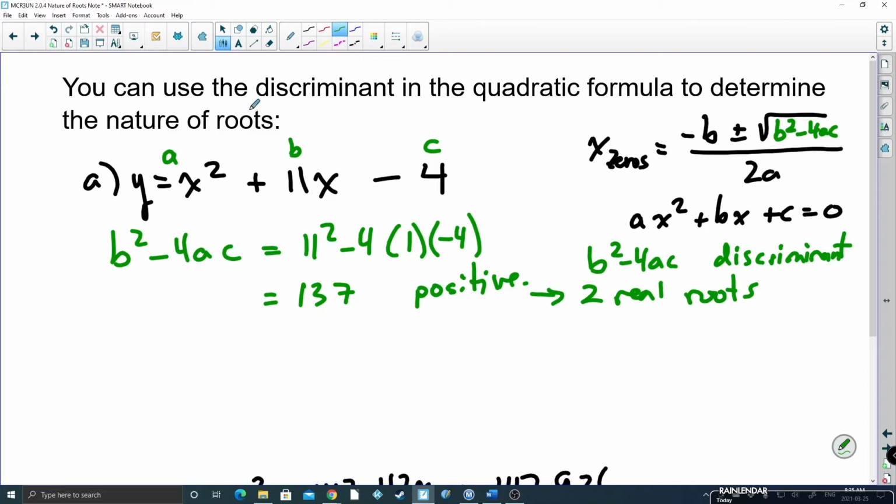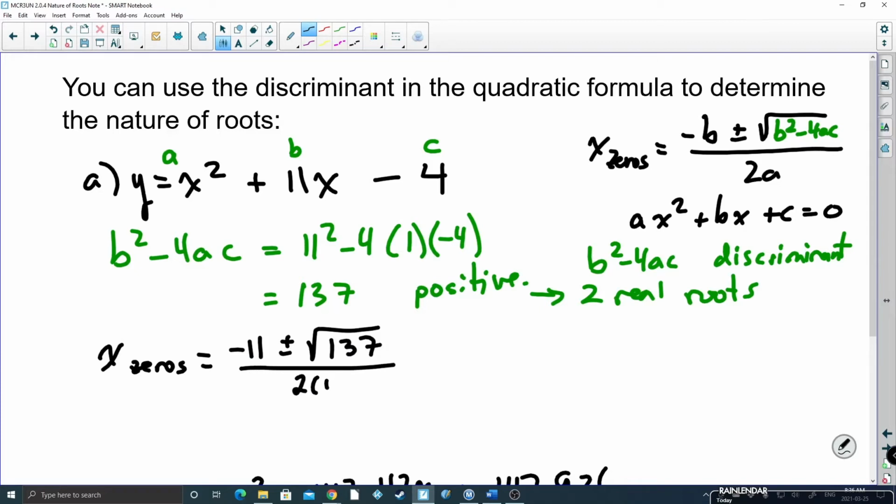And here's why. Let's actually put all of the values into the quadratic formula now. So we're finding our zeros with the quadratic formula. It's up here, so I'm not going to rewrite it. So negative b, b is 11, plus or minus the square root of 137, which we just calculated as our discriminant. So it's never a waste of time to do this calculation, because you need that value anyway if you're going to be calculating the roots. Divided by 2a, a is 1. So 2 times 1 goes underneath here.